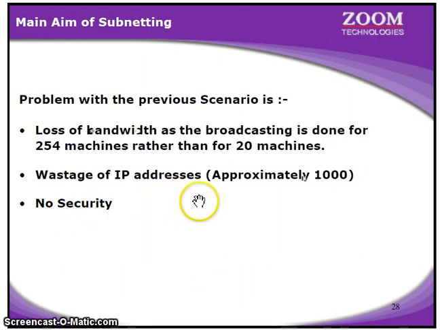So the advantage of the second case scenario is that it won't have to broadcast to 254 machines instead of 20, because one department is not concerned with the other. All the broadcast messages for one department are useless for the other departments. We are approximately wasting 1000 IP addresses in the previous scenario, and there is no security for one department from the other. So we normally use the second scenario.